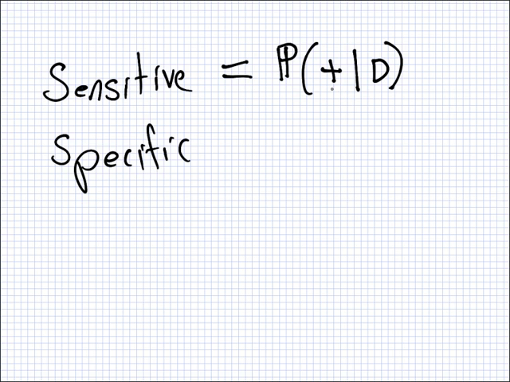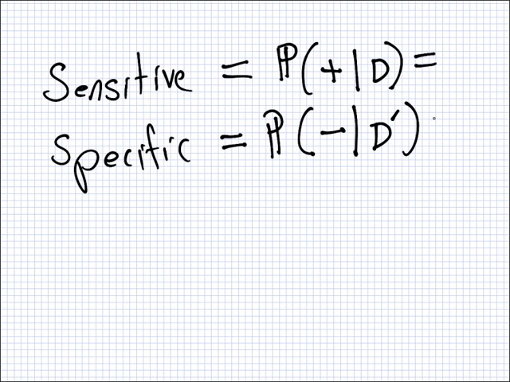This number is not 100%. You would like it to be 100%. You would like it to always say positive test result given that the disease is present. But it's not in real life. So, specificity is kind of like the opposite. It is the probability that the test result is negative given that the person does not have the disease.